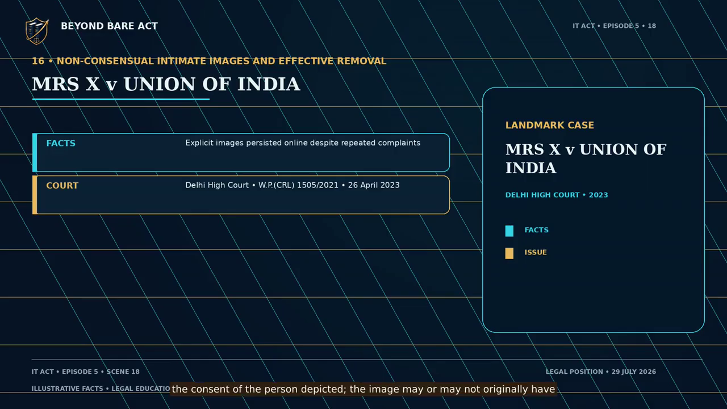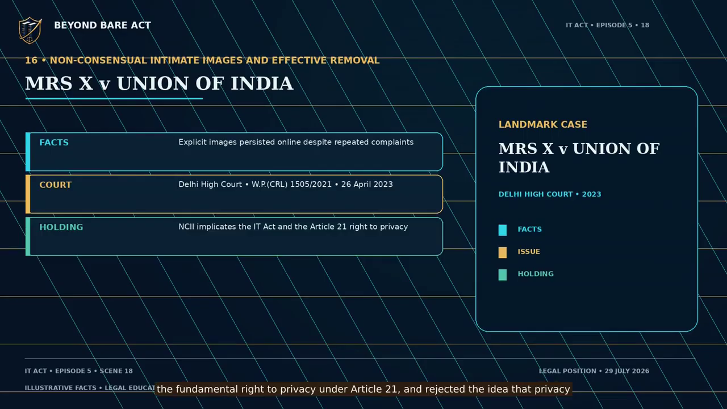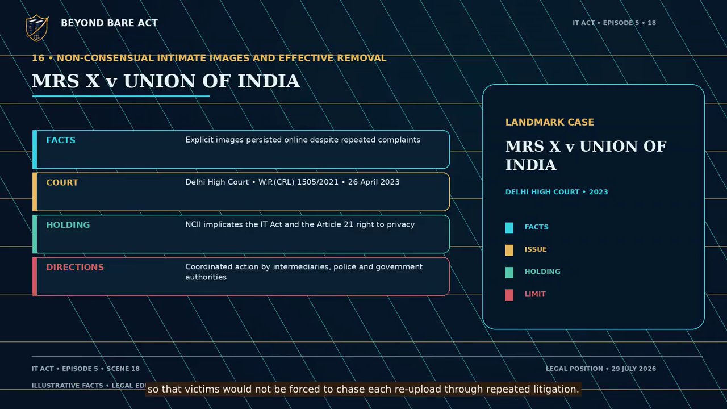The image may or may not originally have been captured with consent. It connected such dissemination to the IT Act and to the fundamental right to privacy under Article 21, and rejected the idea that privacy disappears inside a domestic relationship, or merely because an image was once shared privately. The court issued extensive directions and recommendations involving intermediaries, search engines, police, and media, so that victims would not be forced to chase each re-upload through repeated litigation.